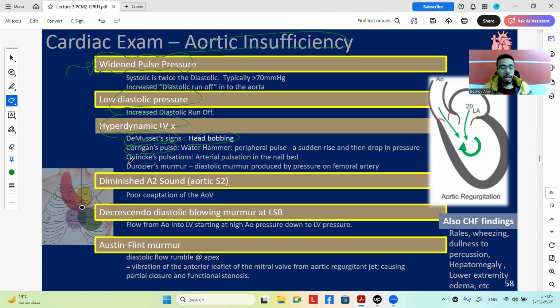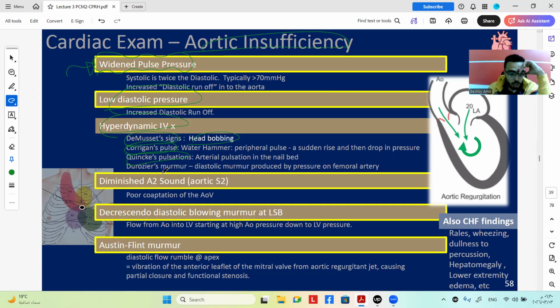Something also called Quincke's pulsation. Normally I have arterioles in my nail beds, but they make very little pulsation, so when I put my hand there, I couldn't feel it. But in aortic insufficiency or aortic regurgitation, I have a big pulse volume, so I could feel the pulsation in my nail bed. That's Quincke's pulsation, or arterial pulsation in the nail bed.